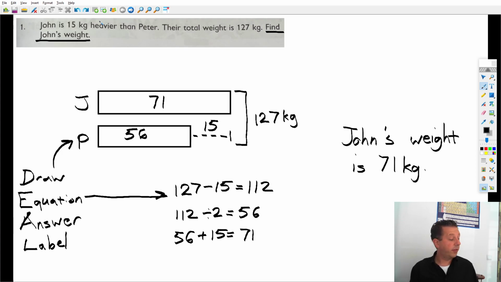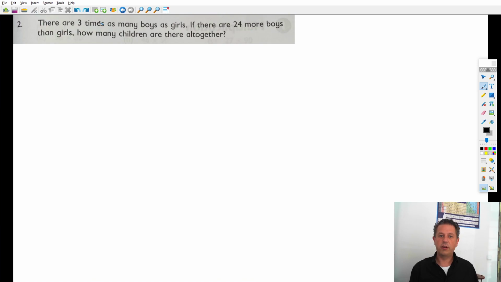Let's do another example. This one will involve multiplying. So let's go to number 2 on the same page. There are 3 times as many boys as girls. There are 24 more boys than girls. How many children are there altogether? So in this case, what we're going to do is we're going to make a bar again. But this time, let's undo that. There we go.